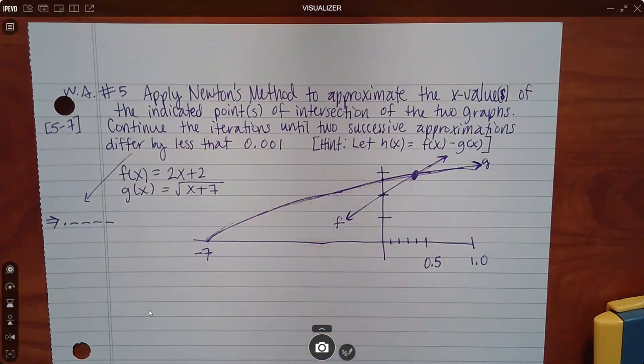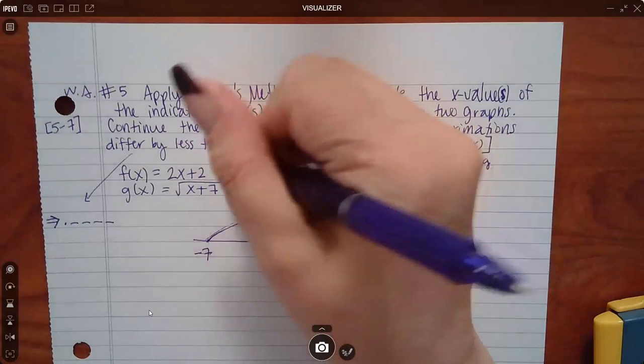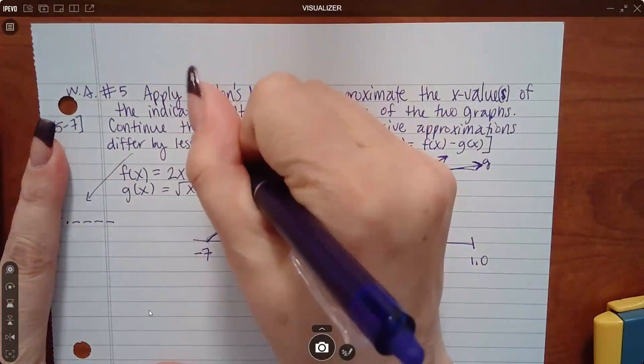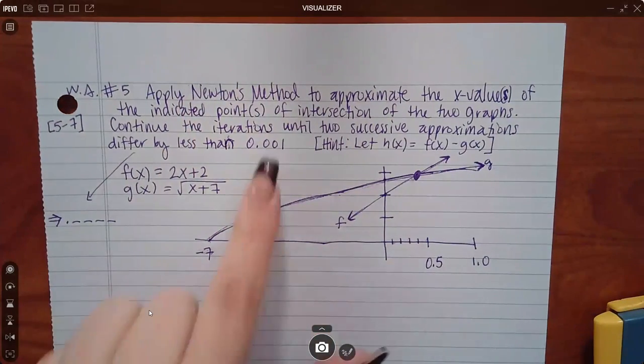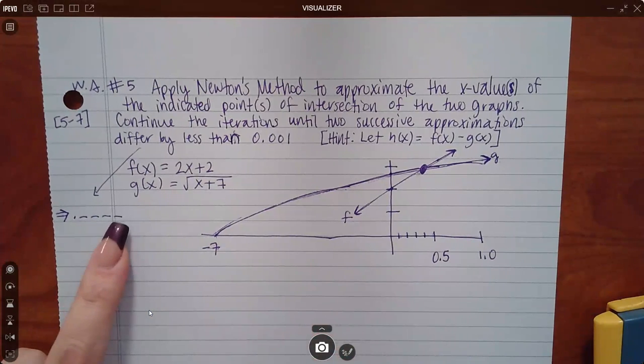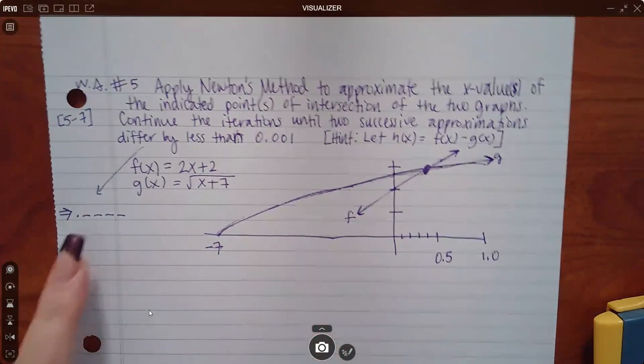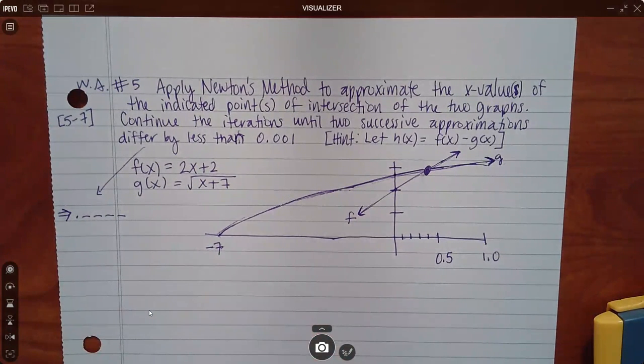Continue the iterations until 2 successive approximations differ by less than 0.001, okay? What that means is that even though this only has 3 decimal places, I need this fourth one to also be the same. So if that fourth one is also the same, then I will have the correct approximation. So if you're just wanting a quick little tidbit, whatever they tell you here, when we're done, they'll be the same within that 0.001 interval.